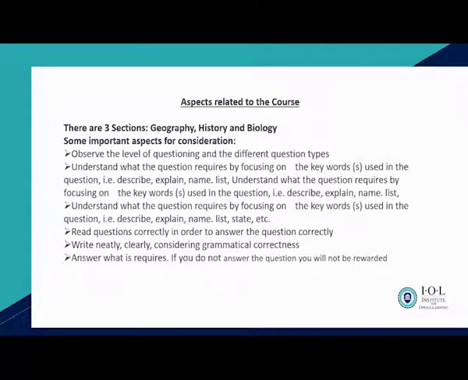It is important that you write neatly, clearly, and consider grammatical correctness, and answer what is required. If you do not answer the questions, you will obviously not be rewarded, meaning you will not get the necessary marks allocated to you as expected. So take these things into consideration.